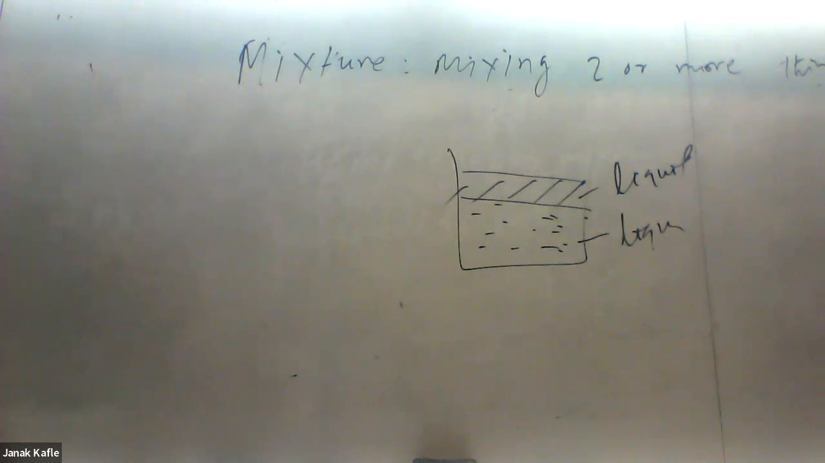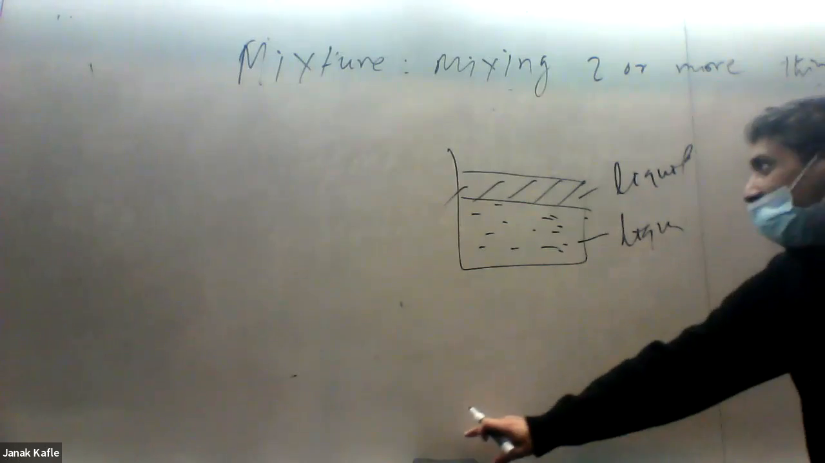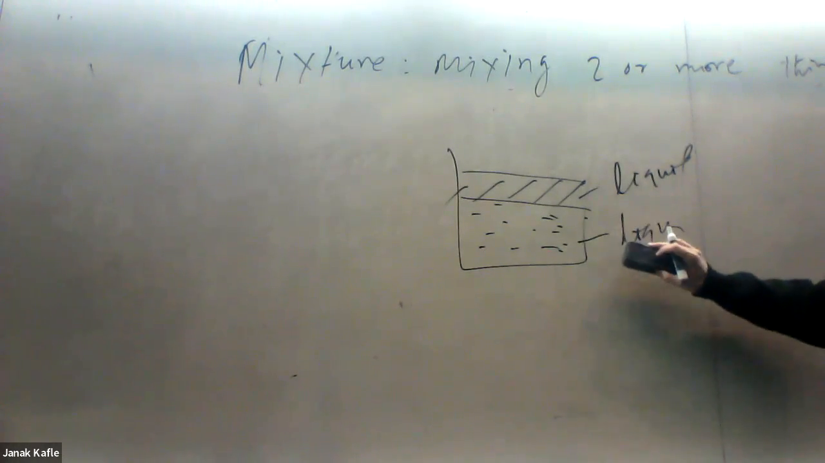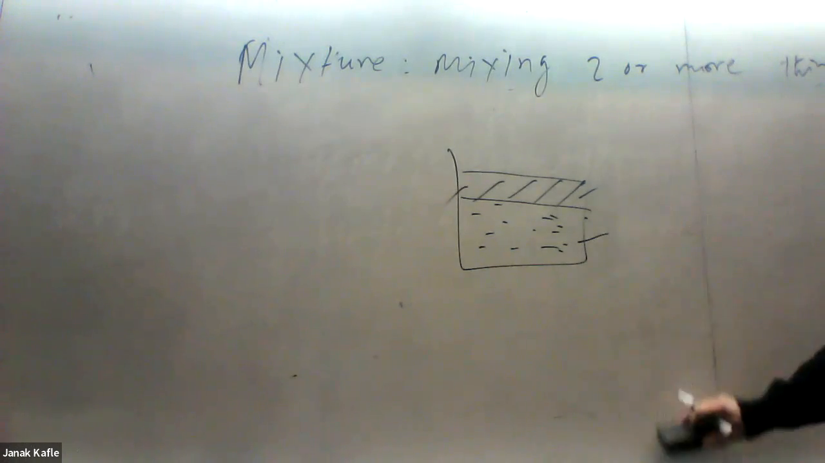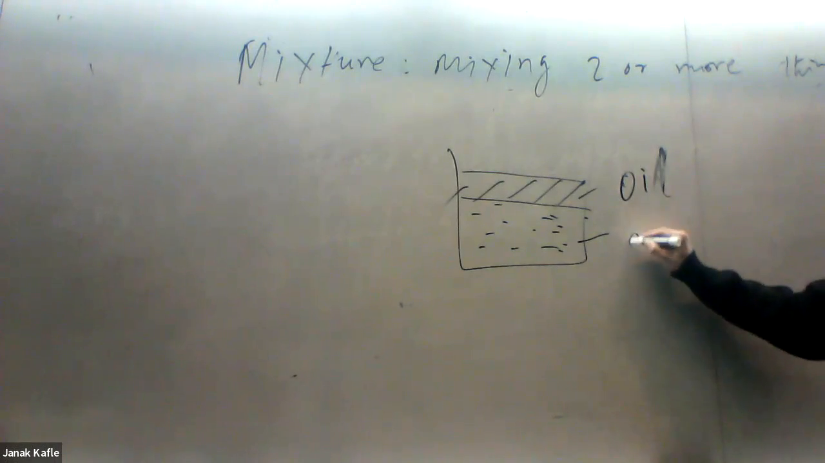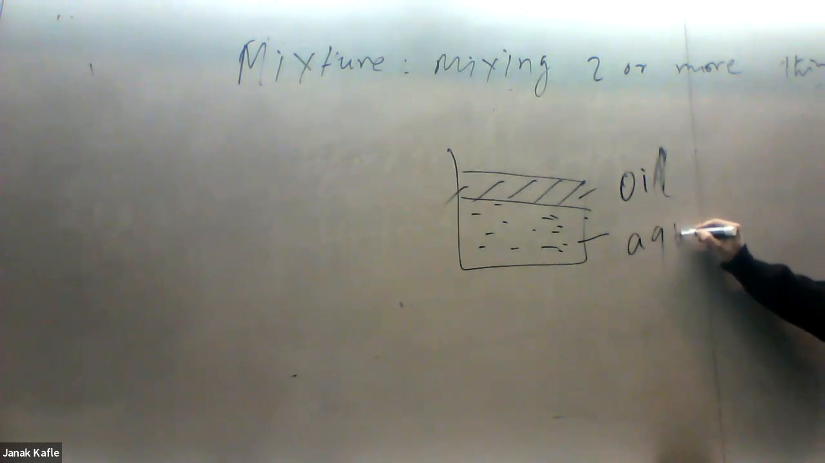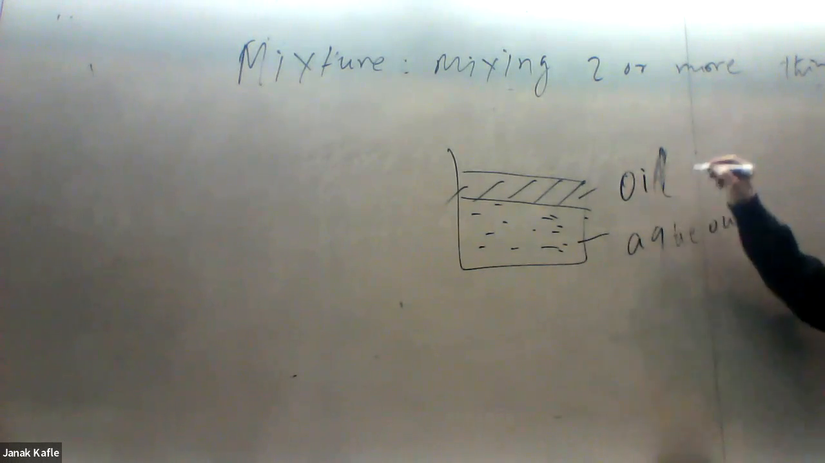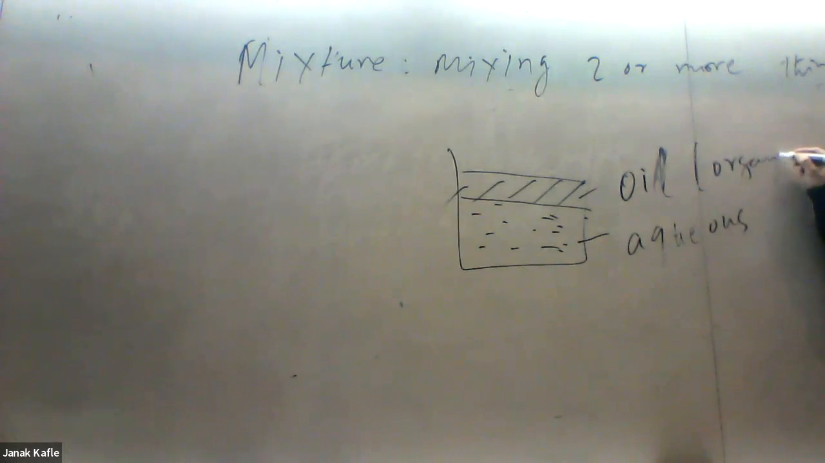Make sense? So they don't say this is a liquid phase. Since this is also liquid, and this is also liquid, what scientists say is that this is an oil phase, and this is an aqueous phase. Aqueous phase means water. Oil, or organic phase. Sometimes they call the oil organic. So like that. Everybody got that?